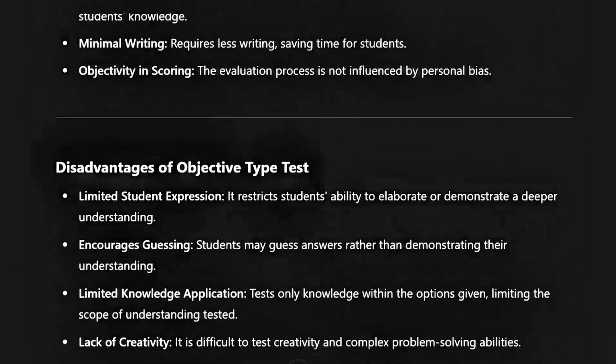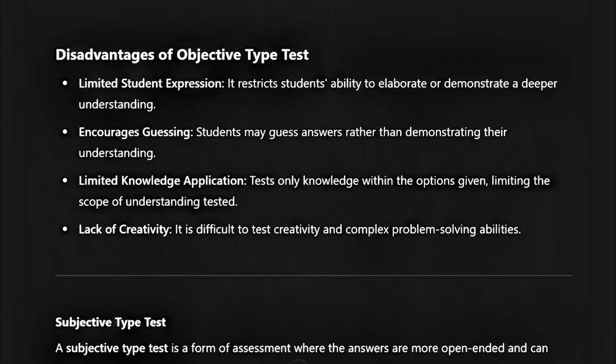Disadvantages of objective type test: limited student expression. It restricts students' ability to elaborate or demonstrate a deeper understanding. Encourages guessing. Students may guess answers rather than demonstrating their understanding. Limited knowledge application. Tests only knowledge within the options given, limiting the scope of understanding tested. Lack of creativity. It is difficult to test creativity and complex problem-solving abilities.